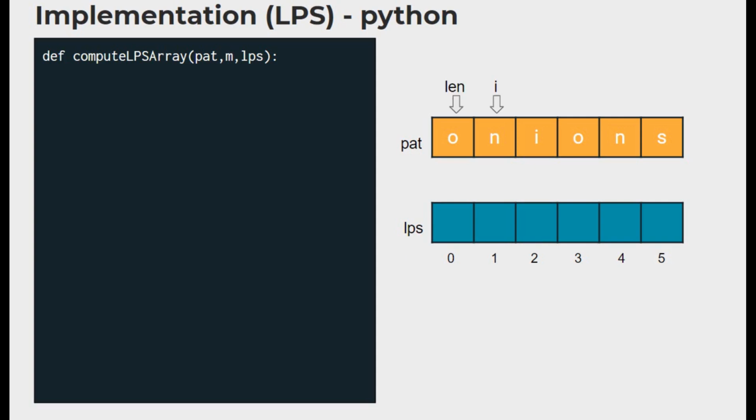We are going to make use of 2 different pointers, but the string matching has to be done within the pattern itself. We are going to make use of this I to progress till the end of the pattern, and this length is going to tell us the length of the matching prefix that is also a suffix. To begin with, we can initialize length as 0 and I as 1. LPS of 0 will always be 0, because if you consider only the first character, there is no prefix or suffix there. Here the length of the pattern is 6.